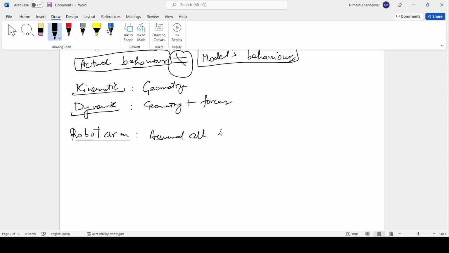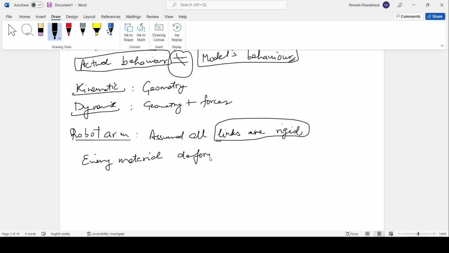that all links are rigid. But in reality, nothing is perfectly rigid. Any material, no matter how stiff it is or how much force you have to apply to deform it, every material deforms. There is not a single material in this whole universe that does not have a relative displacement between its component particles.